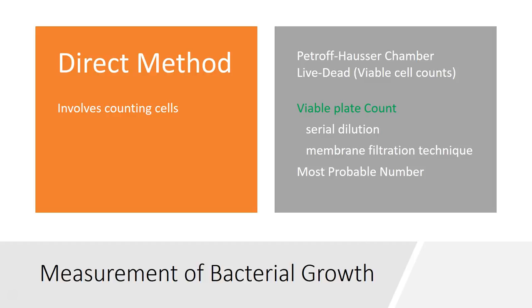Now there are two limitations to this method. The first one is that if single bacterial cells are plated too close to each other and grow too close to each other on the agar plate, they will give a single colony forming unit. So two bacterial cells will appear as one colony.